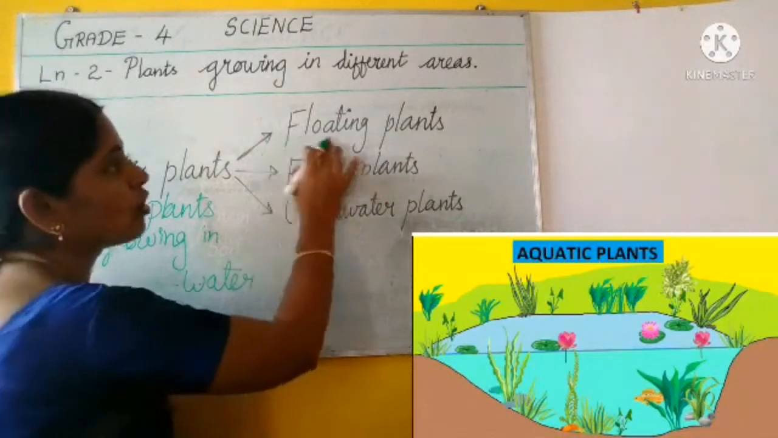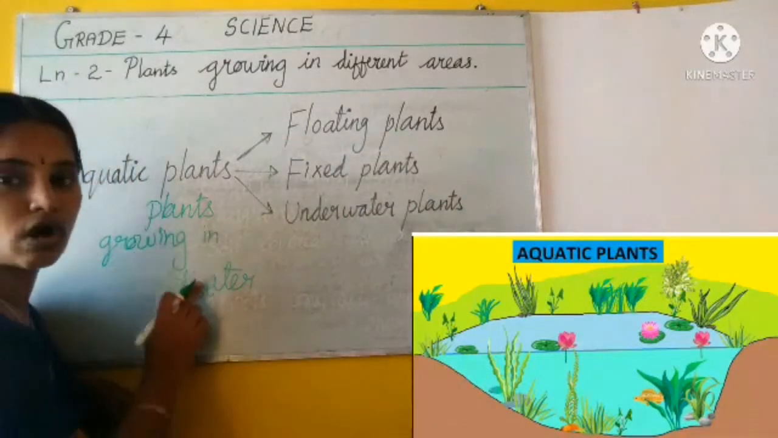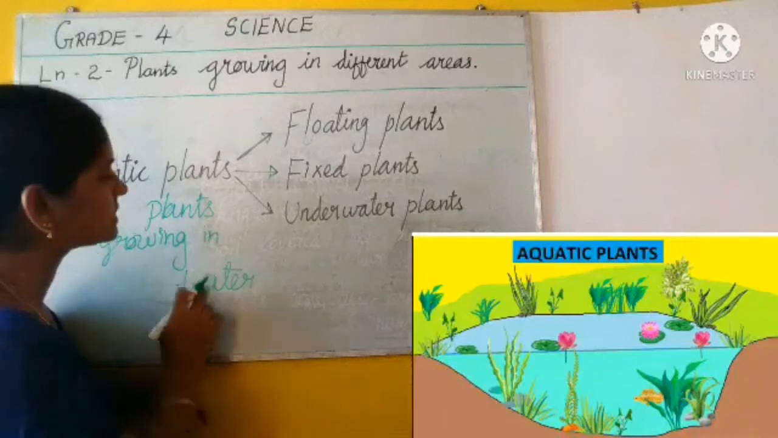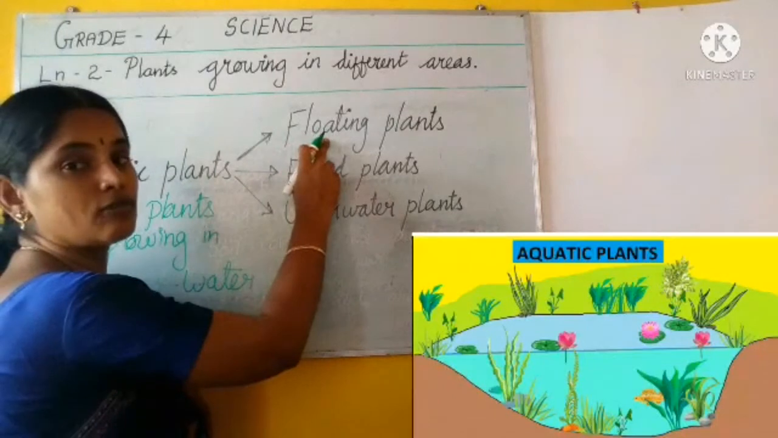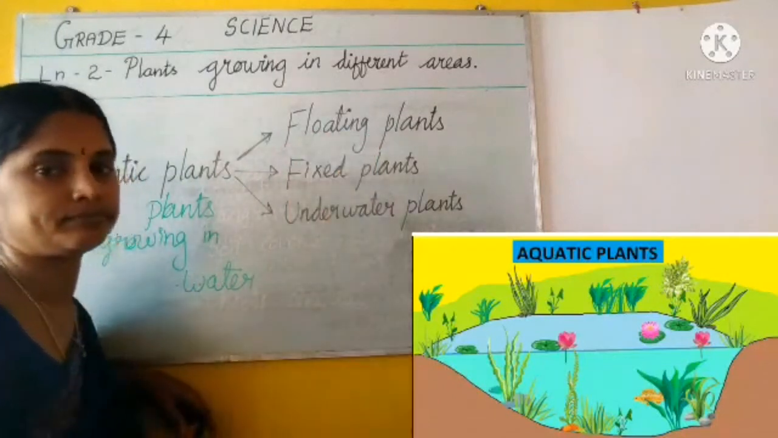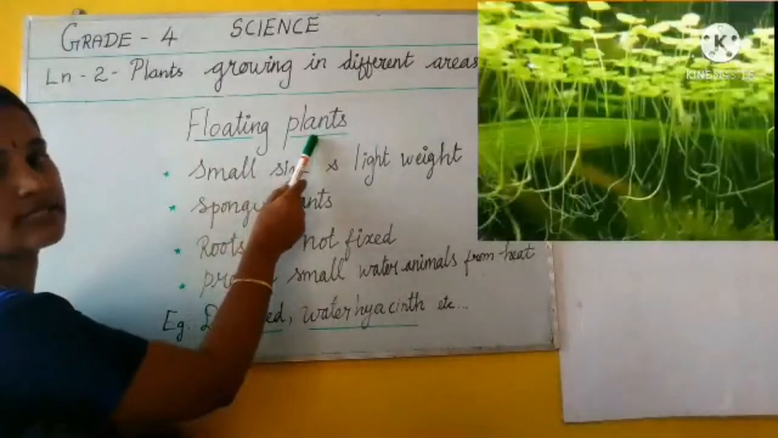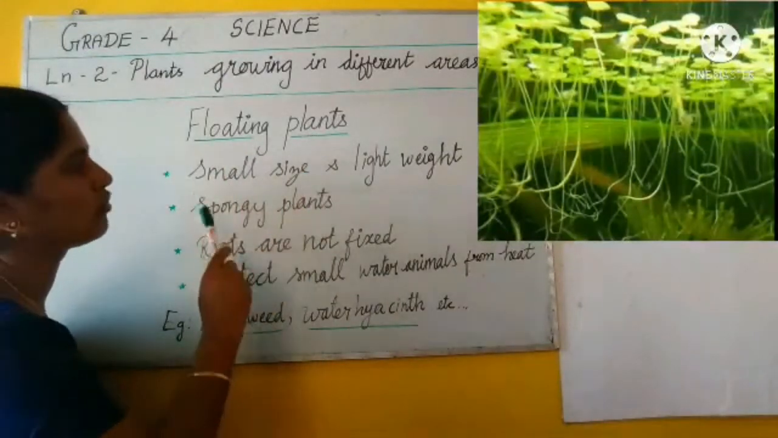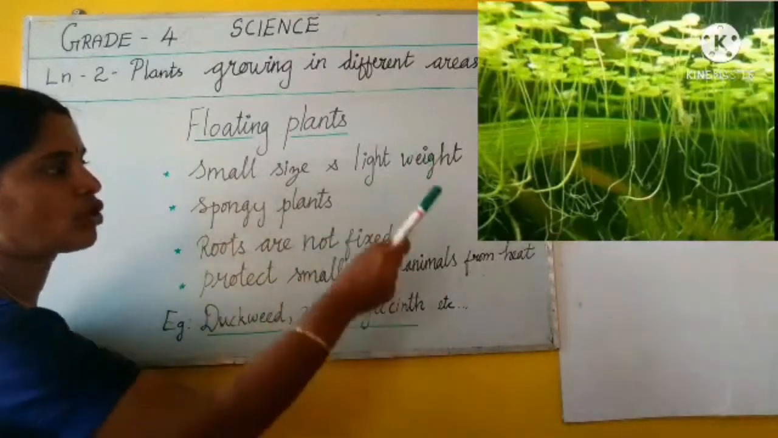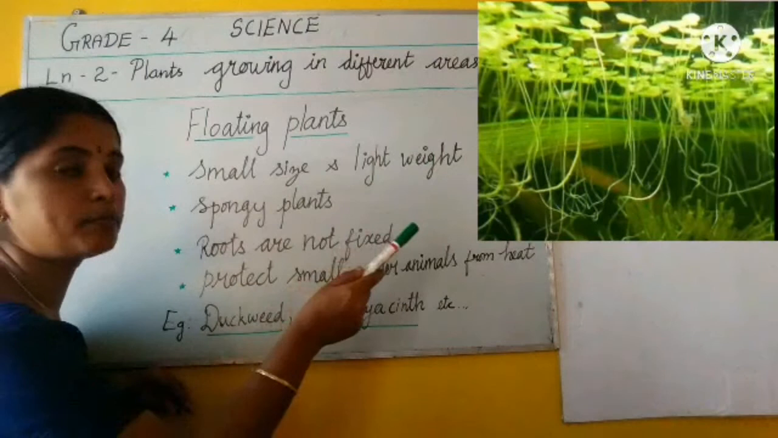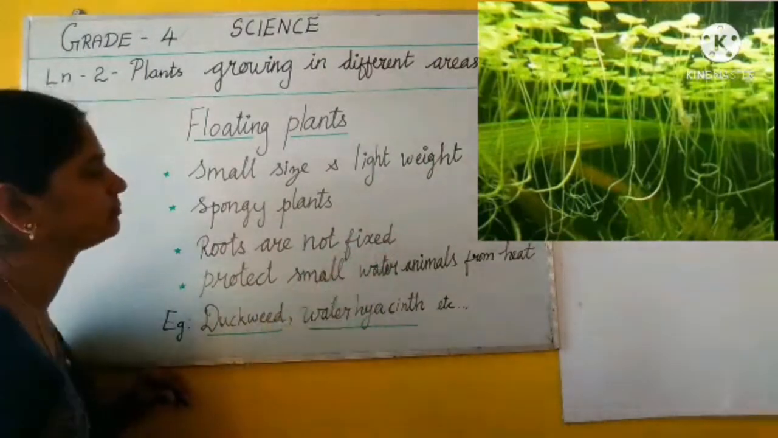First one, floating plants. The plants growing in water are called aquatic plants. In these aquatic plants, now we are going to see floating plants. Look at this plant. This is what we call duckweed. This is a floating plant. Floating on where? Water.